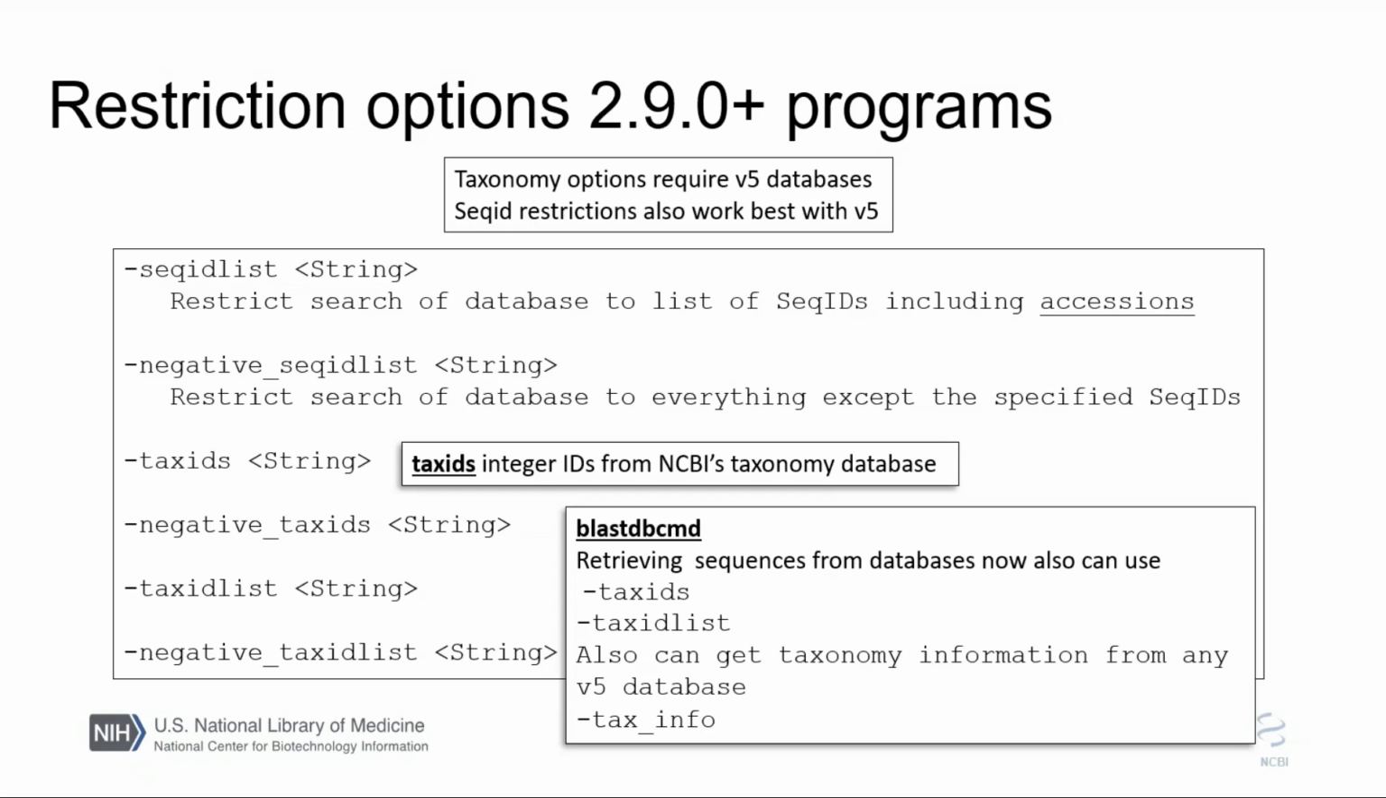These things work on the search programs and on blastdbcmd, which is the program that you use to extract things from a BLAST database. You can retrieve tax IDs, sequences for particular tax IDs, or a list of tax IDs directly using blastdbcmd. You can also, looking at any of the databases that are in v5 format, get tax info. It tells you what taxa are in there and how many sequences each taxon has.